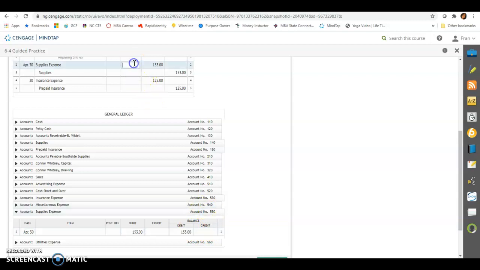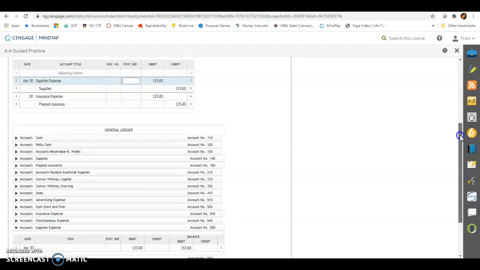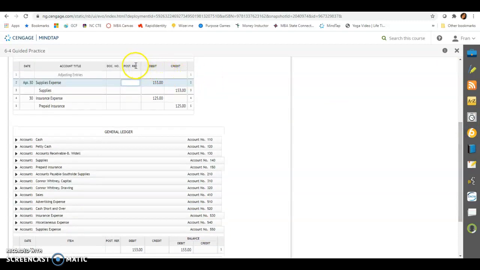So that's where this column, I know you've been wondering what goes in there, because we do the document number. That's where the post reference goes. Okay, that means that we posted it into the account. We're done.